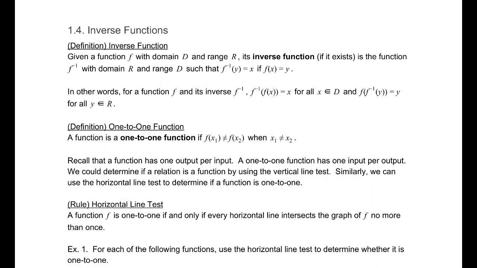Section 1.4, inverse functions. The definition of an inverse function is: given a function f with domain D and range R, the inverse function of f, if it exists, is the function we write as f to the negative 1, but really that indicates the inverse. That does not actually indicate an exponent of negative 1. It has domain R and range D, such that f inverse of y equals x if f of x equals y. This function maps the inputs to the outputs.